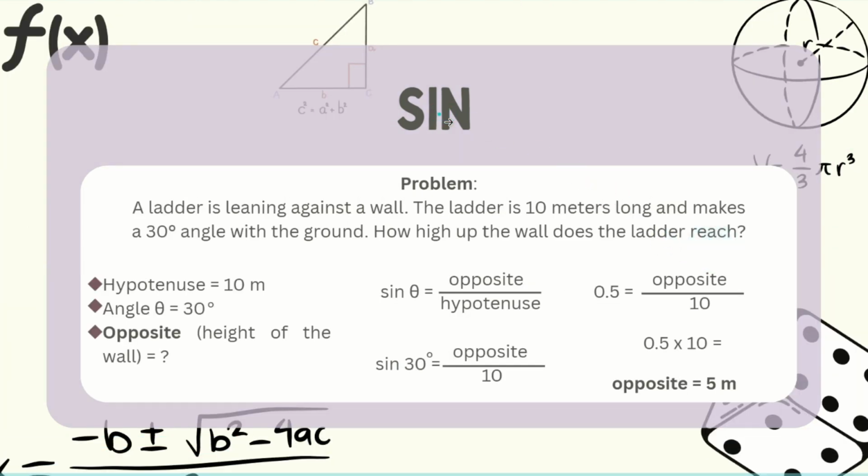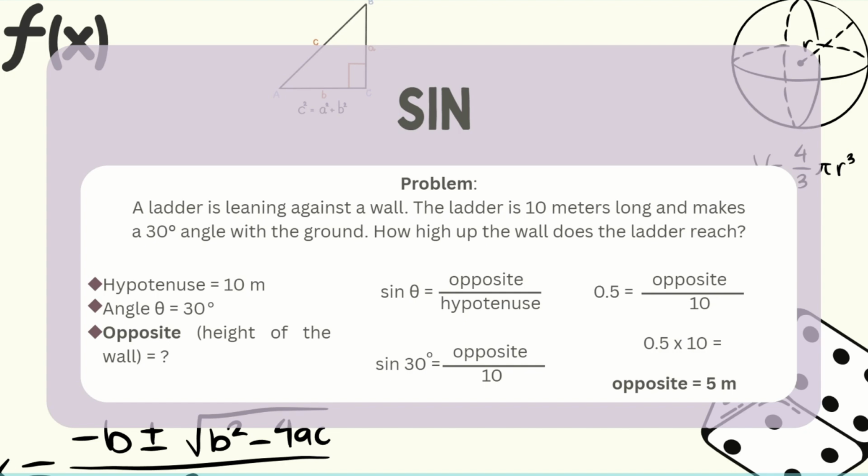Example problem. A ladder is leaning against a wall. The ladder is 10 meters long and makes a 30-degree angle to the ground. How high up the wall does the ladder reach? So the given hypotenuse is 10 meters. The given angle, or theta, is 30 degrees.